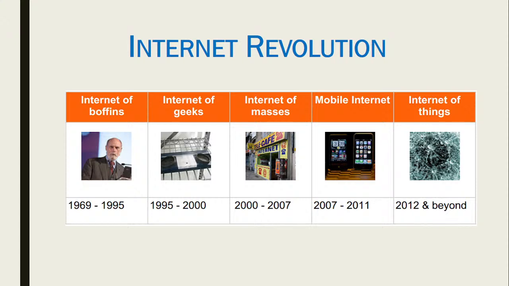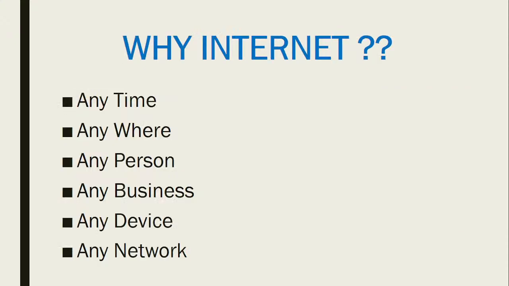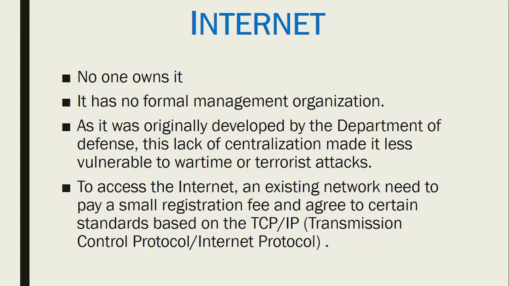That's when the era of Internet of Things started. More devices got connected. So we'll discuss the number of devices and the correlation between the number of devices and the emergence of Internet of Things. So why internet? For obvious reasons: anytime, anywhere, any person, any business, any device, any network. So then internet, this is just a brief definition of what is internet.